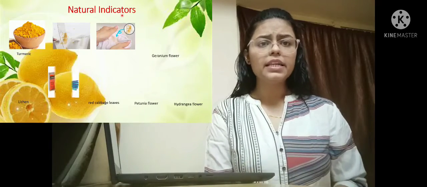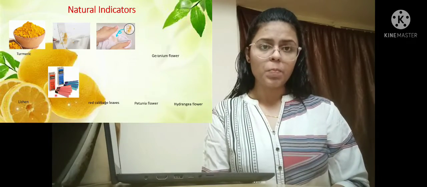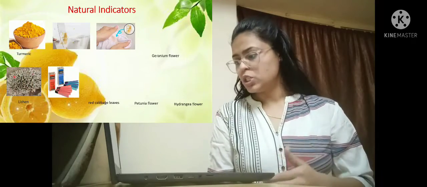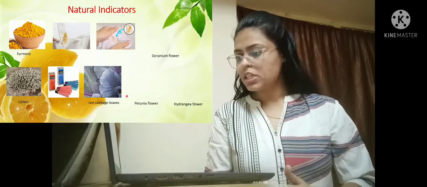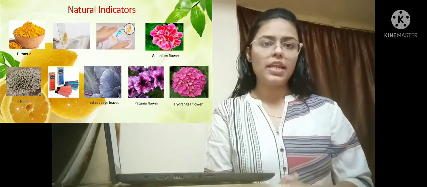Other indicators are litmus paper. It is also one of the natural indicators as it is prepared from a plant known as lichen. Other natural indicators are red cabbage leaves, petunia flower, hydrangea flower and geranium flower.